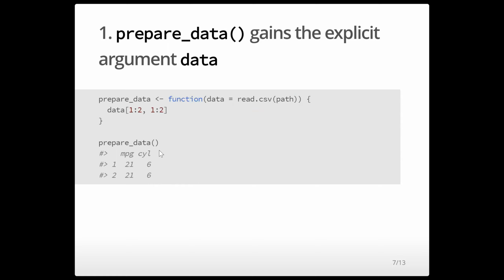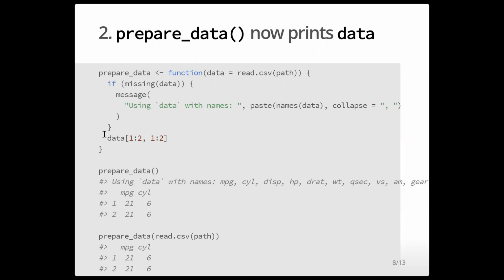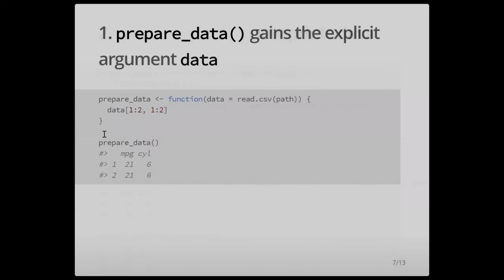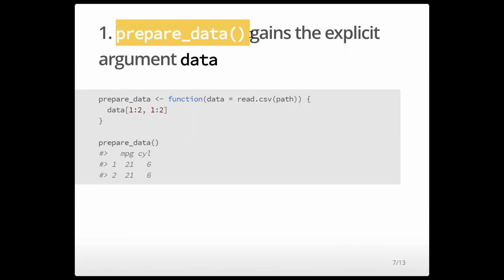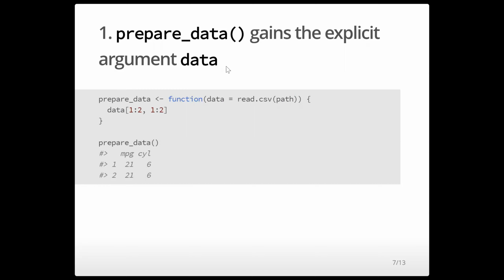But we are still relying on that path living in the global environment, and the global environment is something very ephemeral, something that as soon as I press Ctrl+Shift+F10, I restart my session and everything is gone. So it's not a very good idea. So let's see now step 2. Remember, we did step 1, which was to make prepare data take the explicit argument data. So that was step 1.